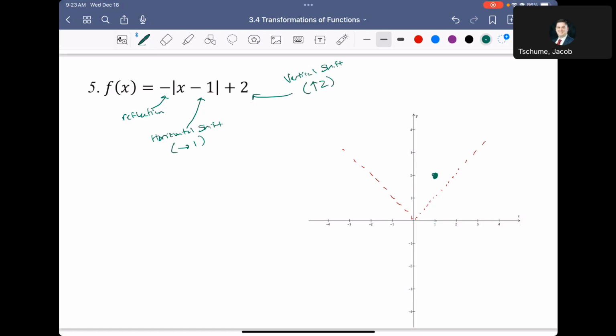But instead of just drawing a regular absolute value graph, since there's a negative in the front, I'm going to reflect it upside down, and it's going to look something like this. The green graph is our negative absolute value of x minus 1 and then plus 2.